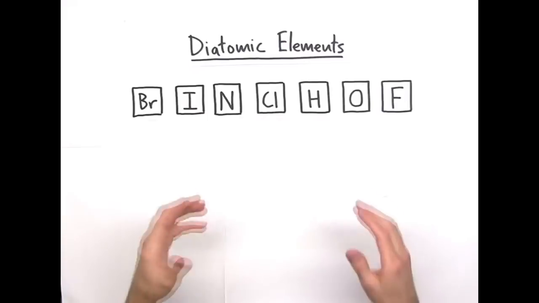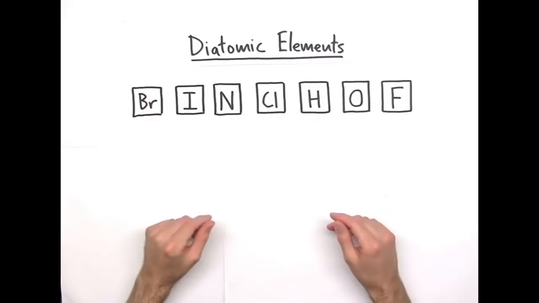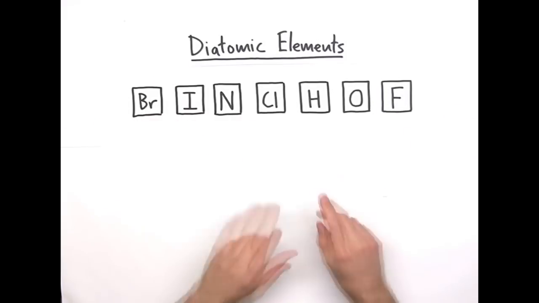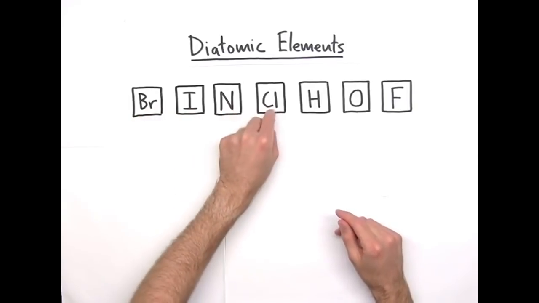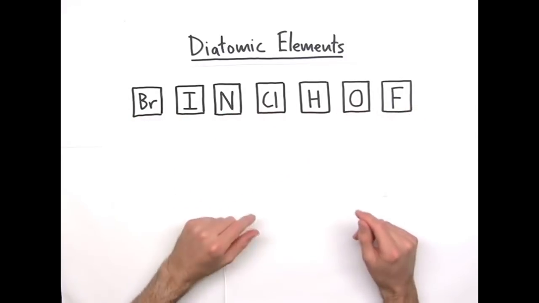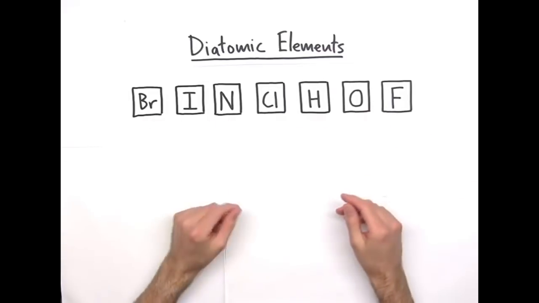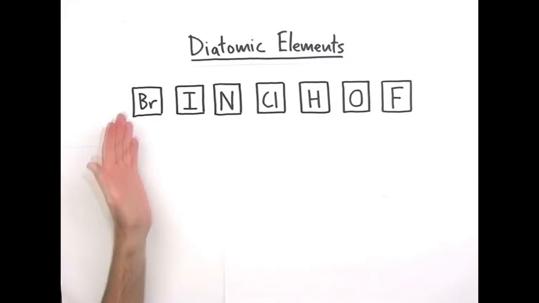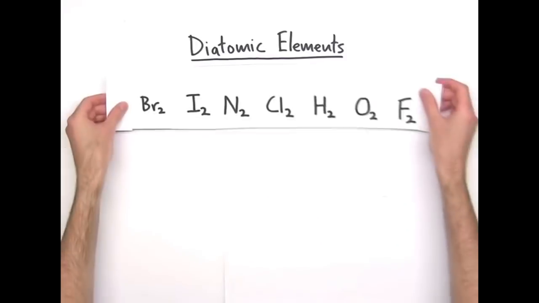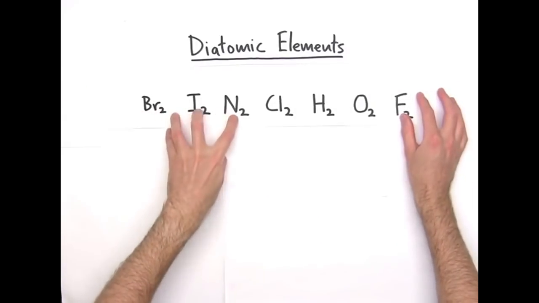So let me talk about a big question that a lot of people have with the diatomic elements. These are the diatomic elements here. There's 7 of them: bromine, iodine, nitrogen, chlorine, hydrogen, oxygen, and fluorine. The diatomic elements are special because you never find just one atom of a diatomic element on its own. You always find them in pairs, okay? So you get Br2, I2, N2, and so forth.